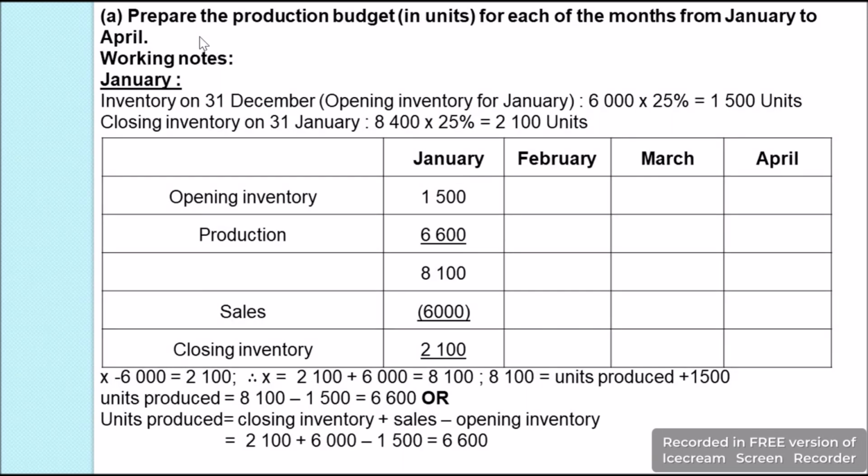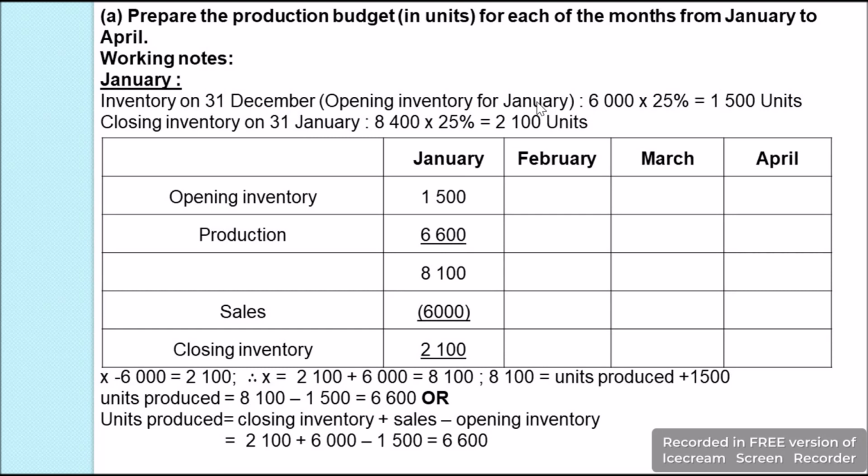In the A bit of the question, we are asked to prepare the production budget in units for each of the months from January to April. So we'll start with the working notes. In the month of January, the closing inventory, which is on 31st of December, will be the opening inventory for the month of January.